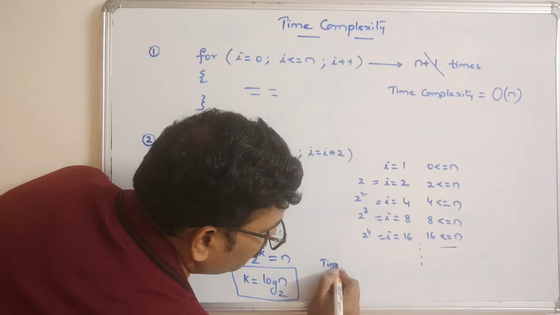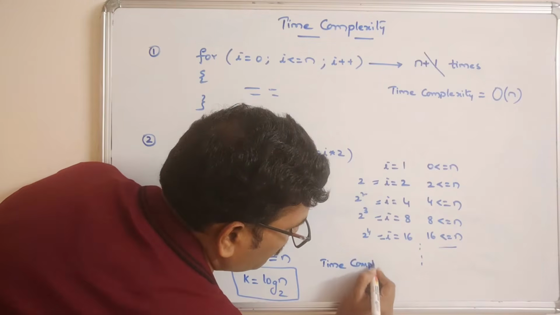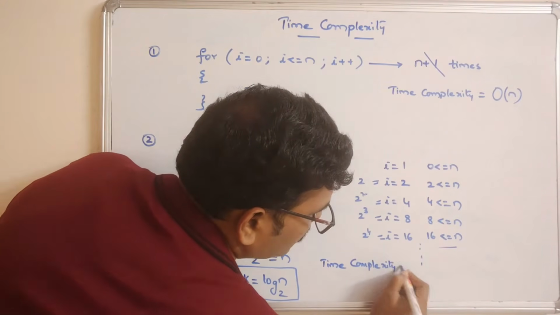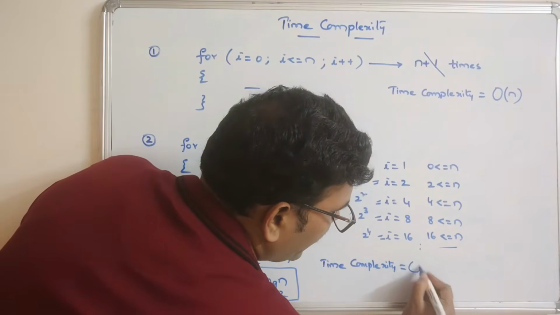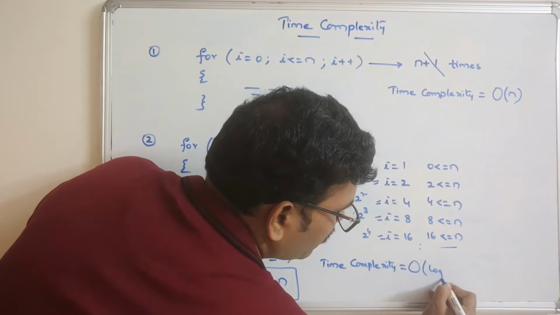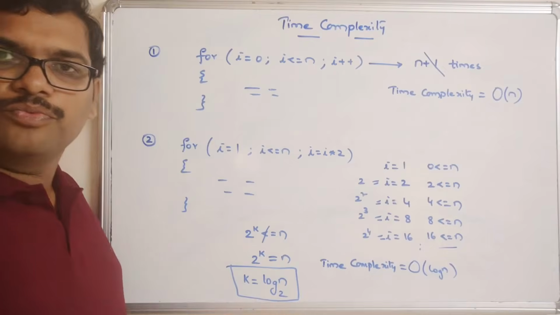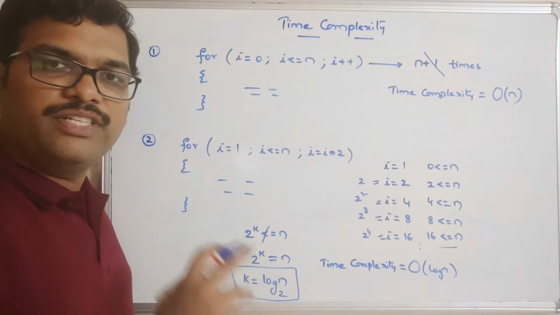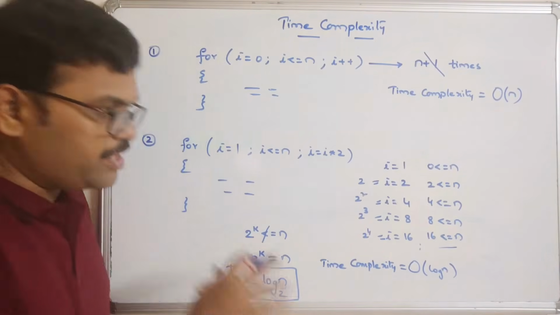So the time complexity is equal to, we can simply write it as order of log n. Always it will be base 2, you need not worry about that. So log n base 2.